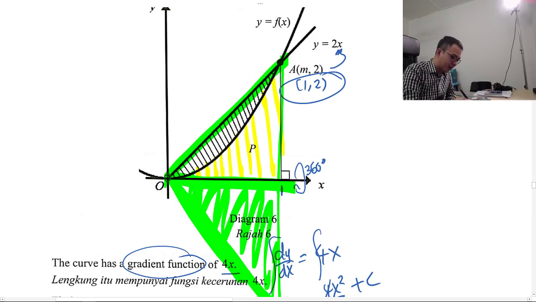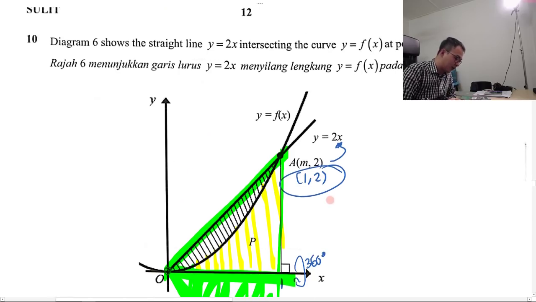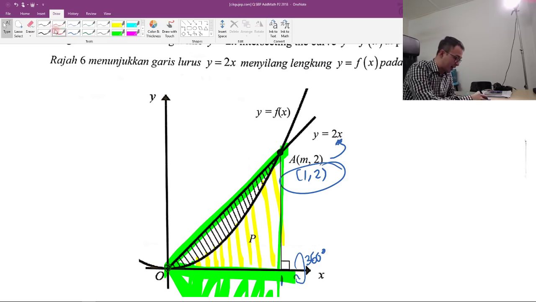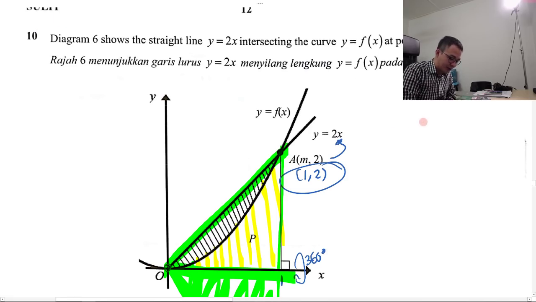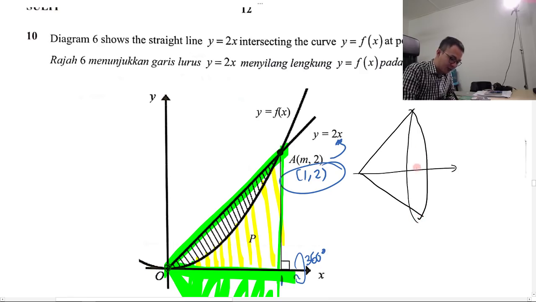Because I have this coordinate, I'm going to draw out my cone to give you some idea how the cone will look. This is the x-axis, so my cone will look like this. My radius over here is 2, because my y value here is 2. And my height over here is 1, because from 0 to A here is 1, so the total length should be 1.